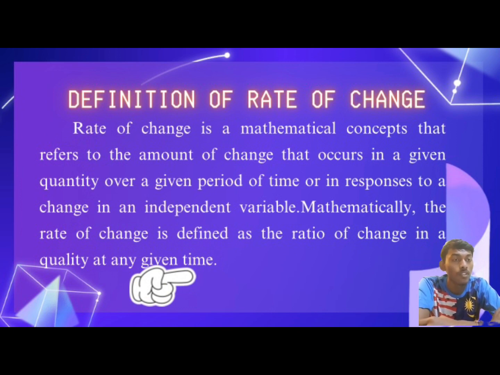Today I'm going to explain about the definition of rate of change, where my team members have explained other points in other videos. Rate of change is a mathematical concept that refers to the amount of change that occurs in a given quantity over a given period of time or in response to a change in an independent variable. Mathematically, the rate of change is defined as the ratio of change in a quantity at any given time. This is the definition of rate of change.